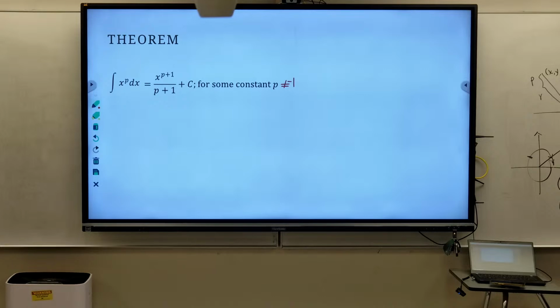Does anyone have a guess what is the name of this integral rule? What is this the opposite of? This looks like the exact opposite of the power rule. Yeah, so before we had the power rule. We didn't really give it a name beyond that, but really it was the power rule for differentiation. This one could be called the power rule for integration.